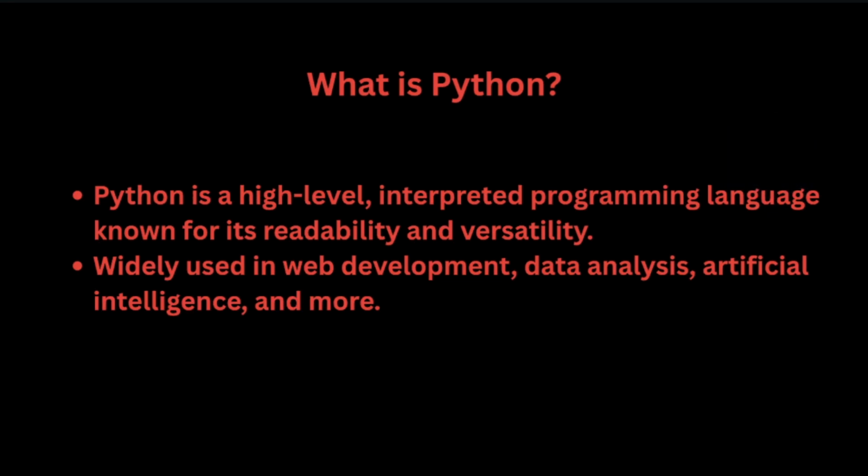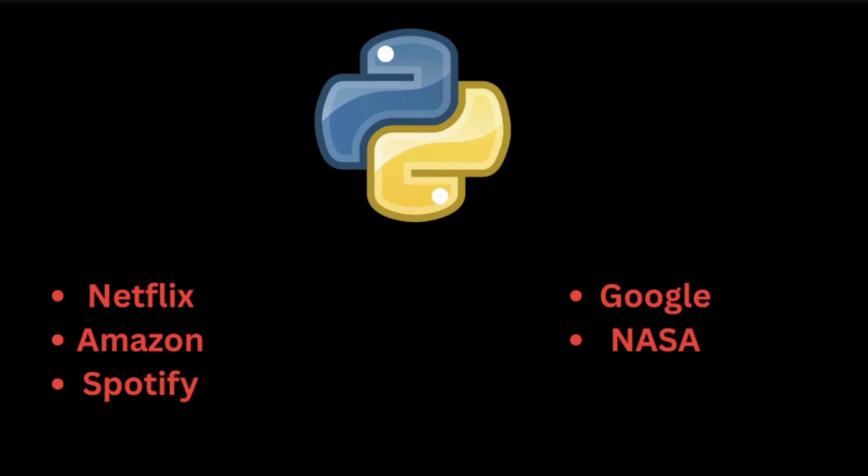Introduction to Python programming now. So what is Python though? Python is a high-level interpreted programming language known for its readability and versatility. It's widely used in web development, data analysis, AI, and a lot more. So this is actually the icon that represents Python. As you can see, it's like two snakes working together to achieve one goal. So it's basically the ease of use of Python along with its functionality working together to give instructions to the AI models. Many companies actually use Python though, from Netflix to Amazon to Spotify to Google and even NASA.